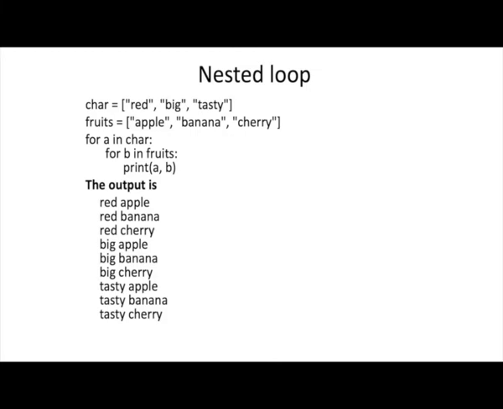So, the output will be, say first we take the red characteristic, then we print red apple, red banana, red cherry. Then we go to the next characteristic, take big, then we go through all the three fruits, big apple, big banana, big cherry. Then we go to the next characteristic, that is tasty. We take tasty, then print all the three fruits, tasty apple, tasty banana, tasty cherry. So, that is what you see in the output.